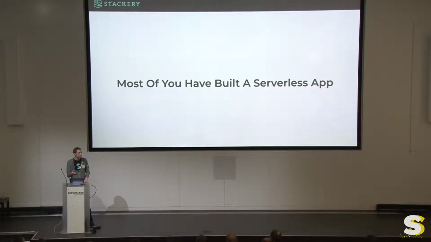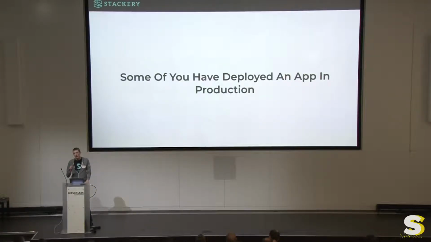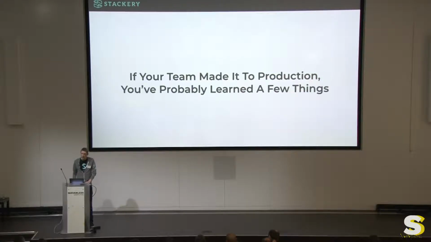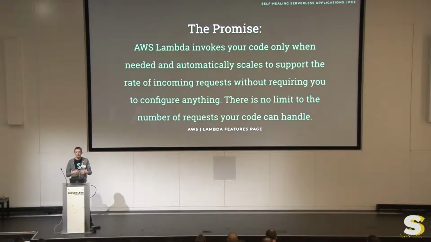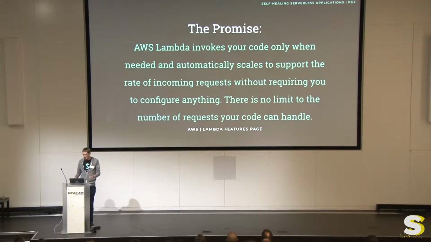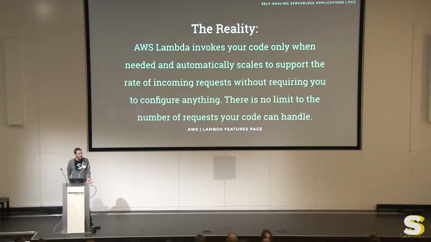I'm guessing most of you here have already built a serverless app, even if it's a toy thing that you were just playing around with. Some of you have pushed it out to production. And I'm willing to bet that everyone has had significant learnings from thousands of paper cuts along the way. AWS loves to have this promise of how Lambda works. It sounds amazing. In reality, it's a little different.